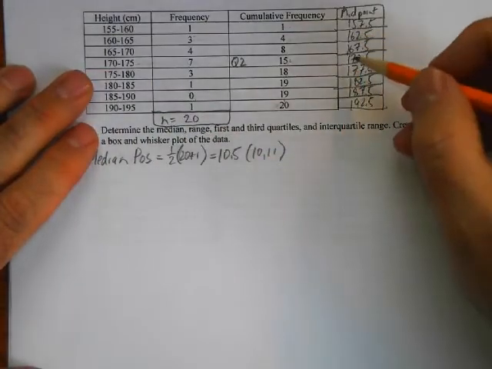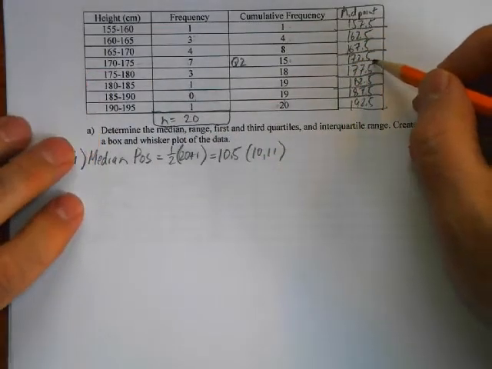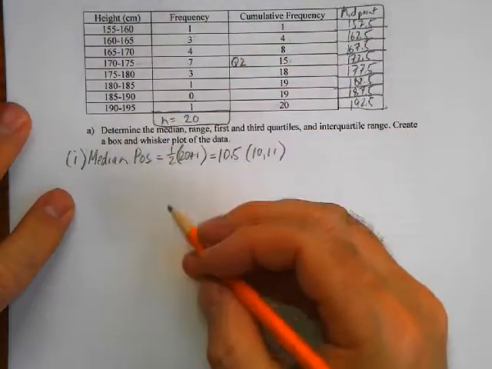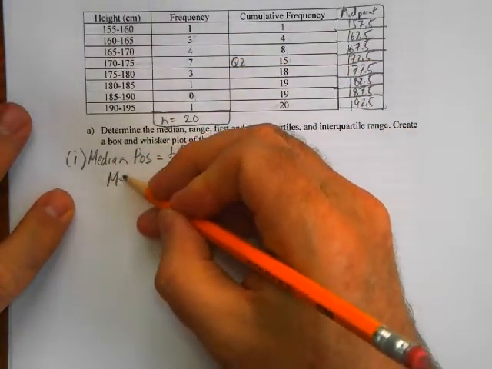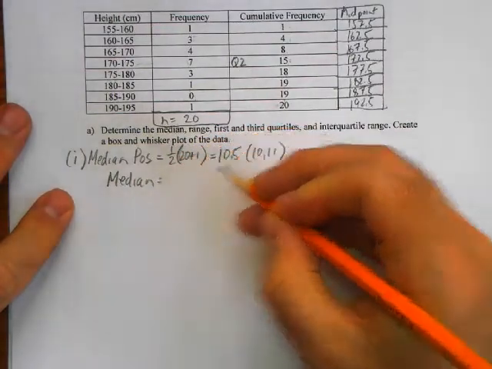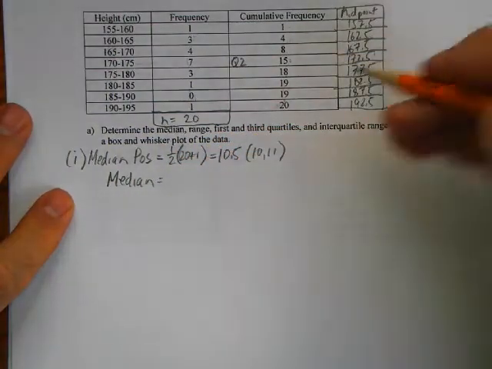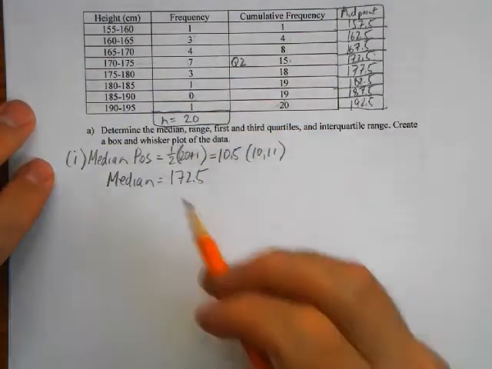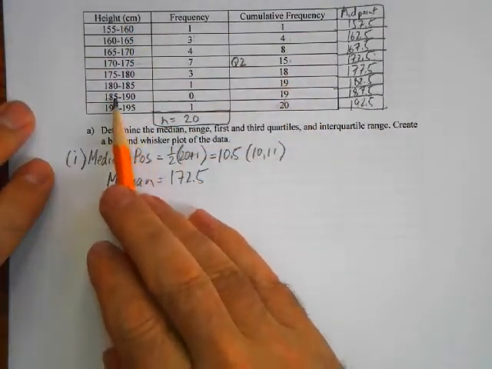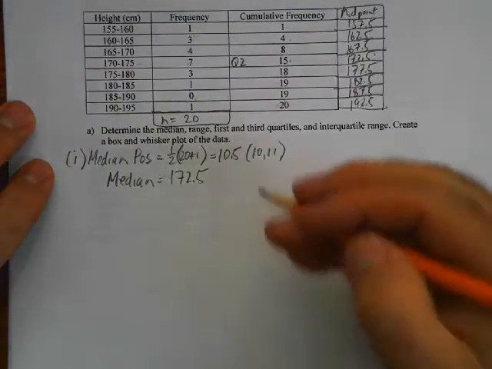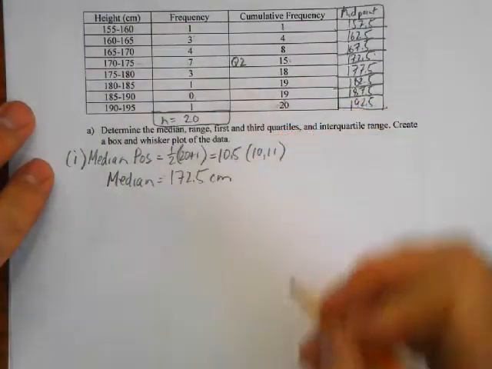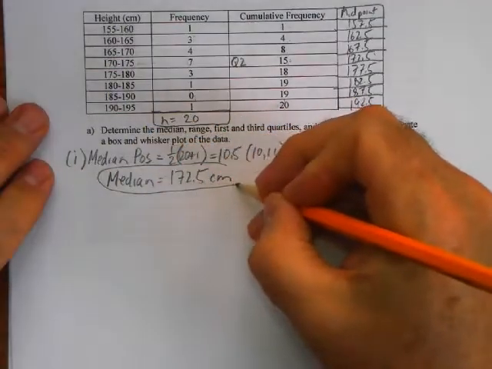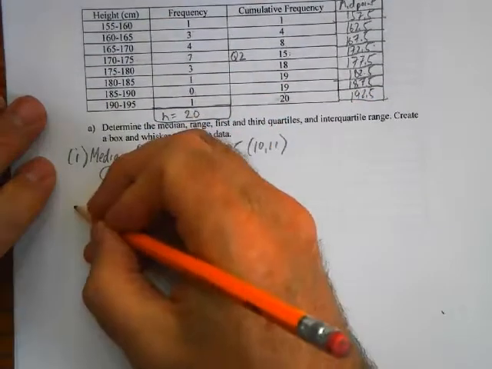Okay. So for this, now that I know the position, I can find it on the groupings. So the median is equal to, so that group had a midpoint of 172.5. And don't forget the units, because what we're indicating here is the height in centimeters. So the median height is 172.5 centimeters. Okay, so there's our first one.